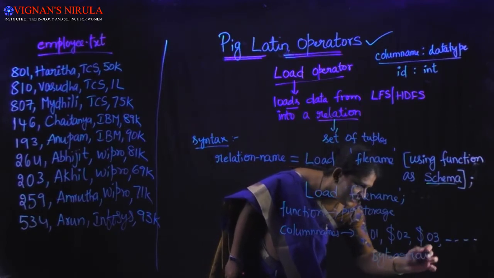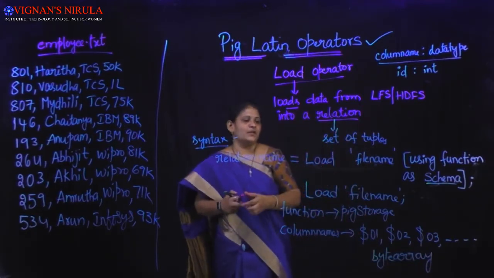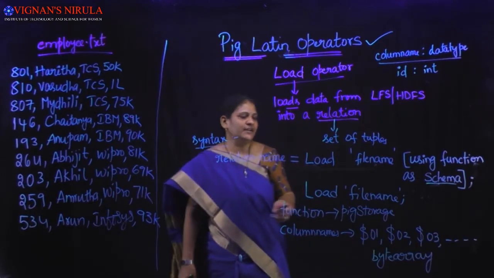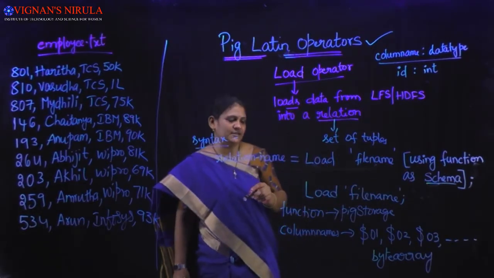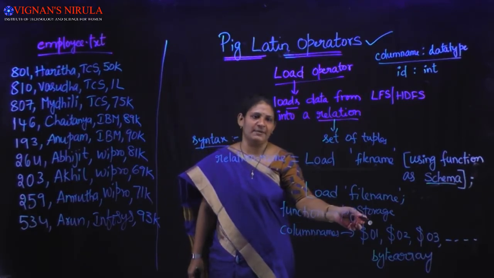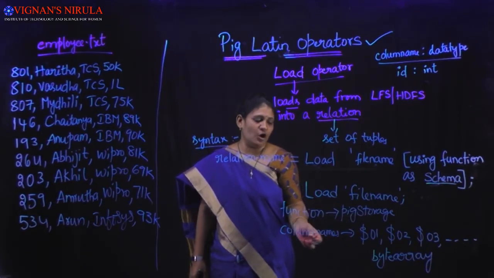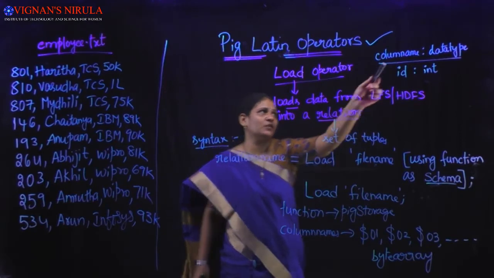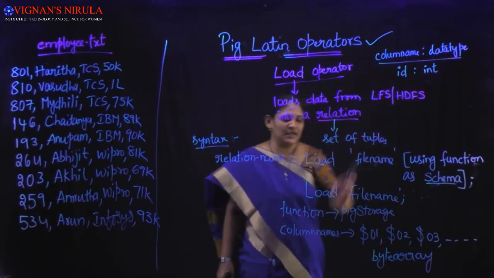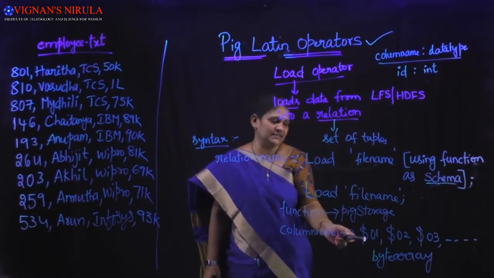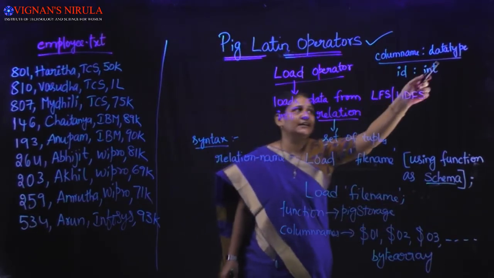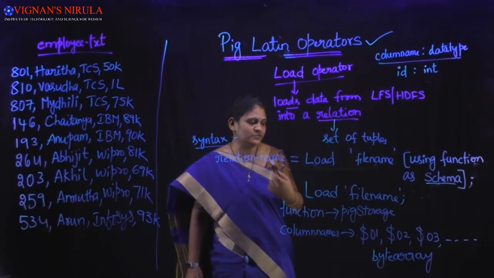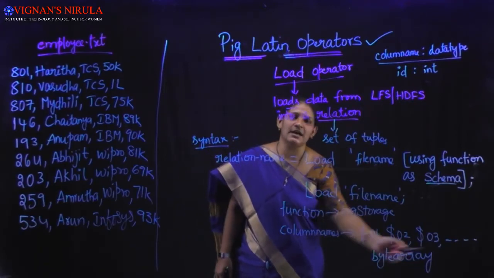By default it is byte array. Once again I am repeating, if we didn't specify any function or schema, then the default function will be PigStorage, and the column names in the schema we have to specify as column name, colon, data type. The column names it represents are $0, $1 and so on, and the data type it assumes is everything as byte array.